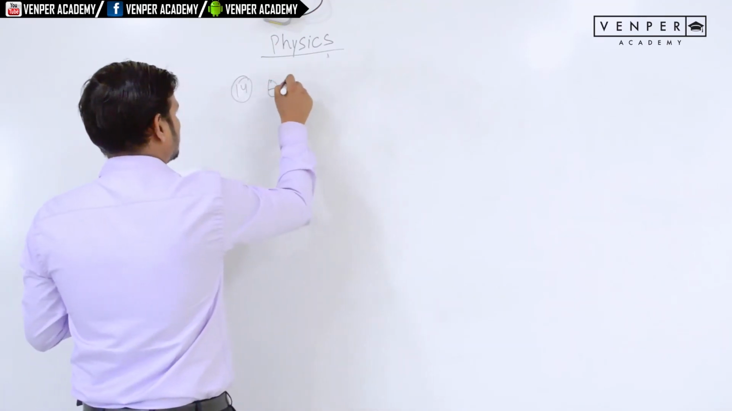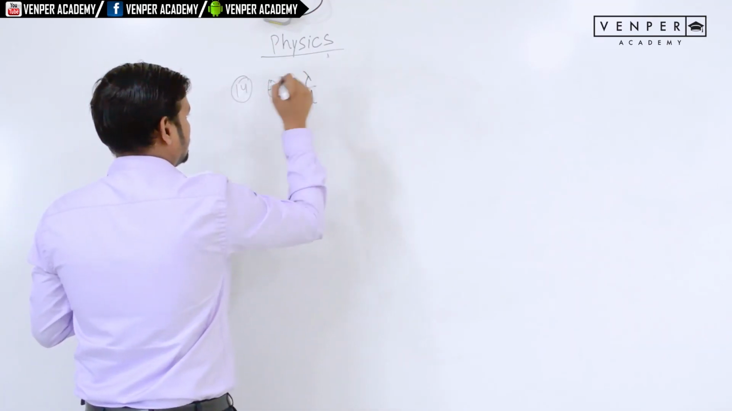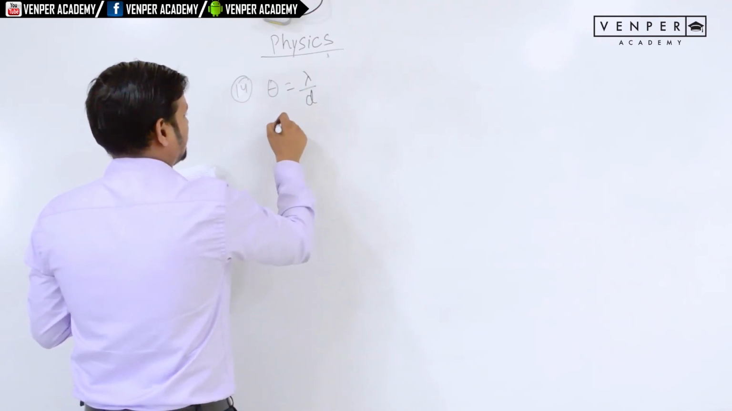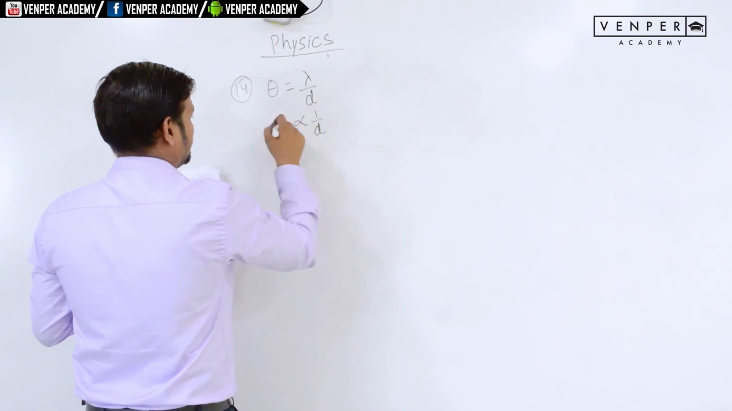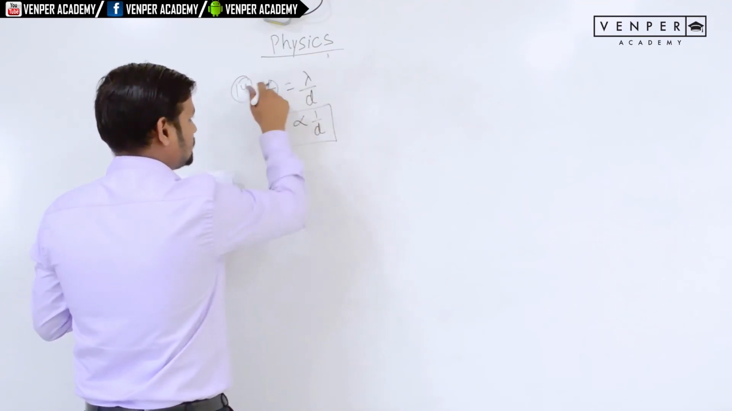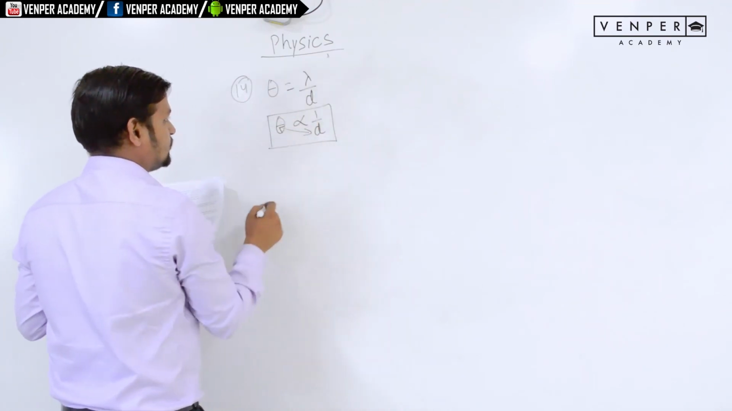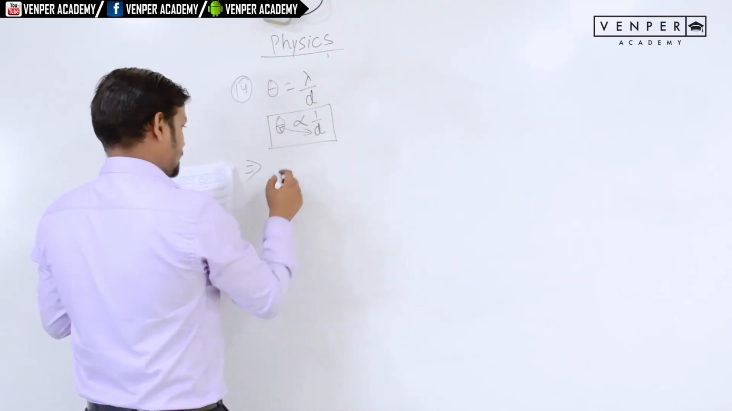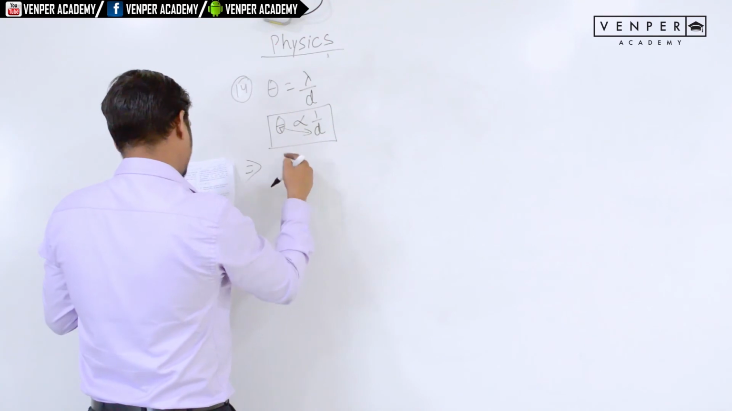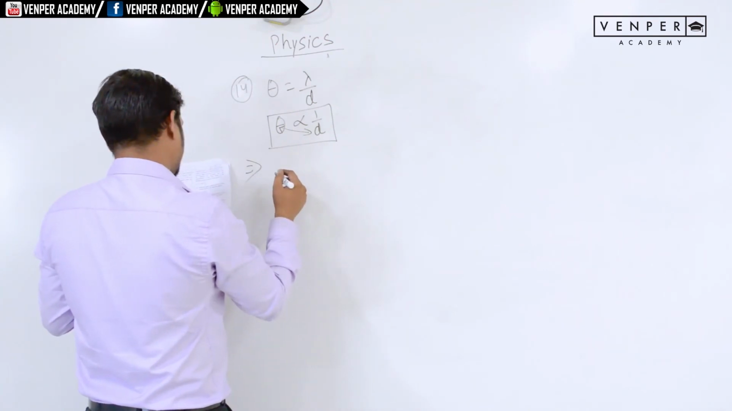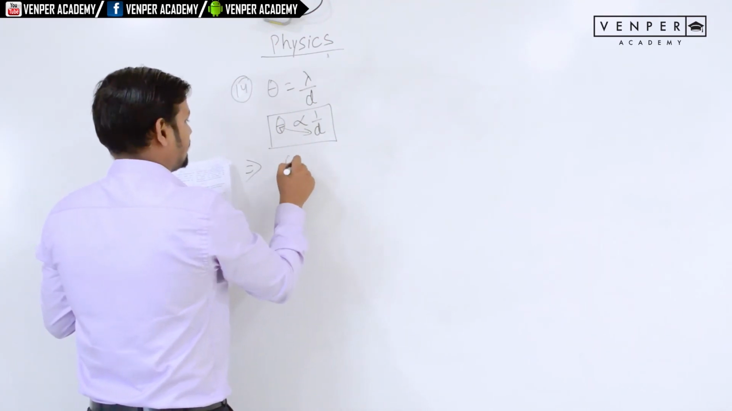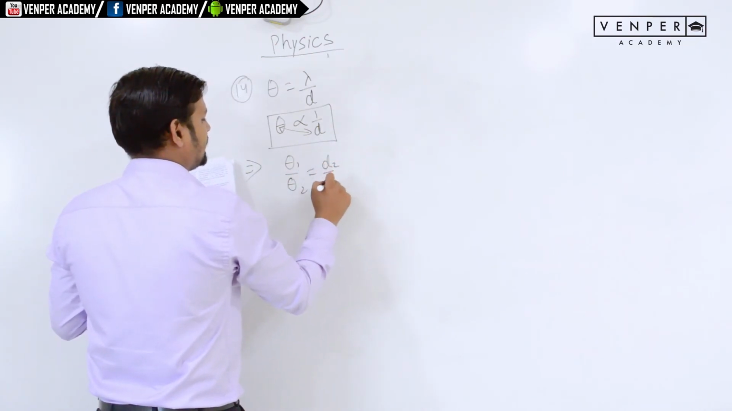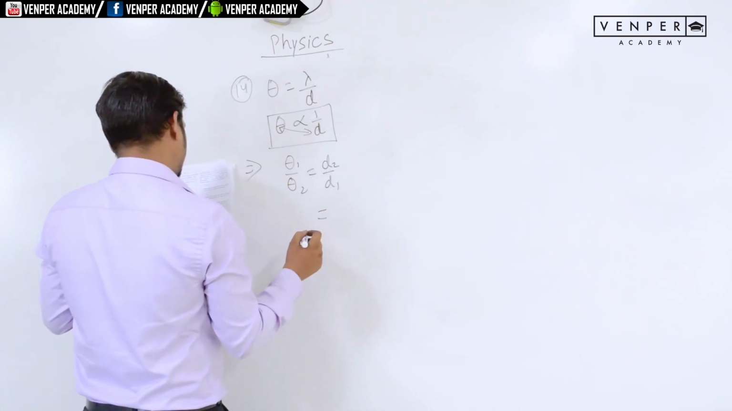See that theta is equal to lambda by d. Clear? And you can say that theta is inversely proportional to this d because lambda is same. So you can directly say that theta is inversely proportional to what? d. Okay. So here two angular widths are given. So you can say that theta 1 by theta 2 will be equal to what? d2 by d1. Initially how much it is given?